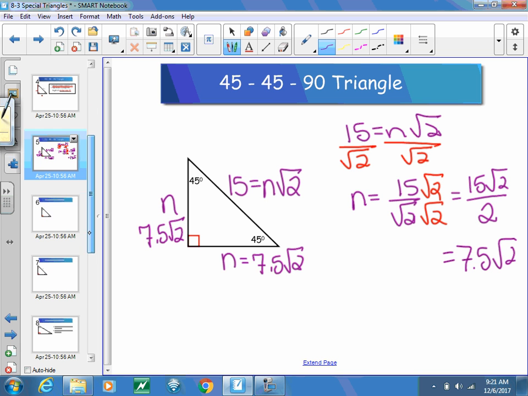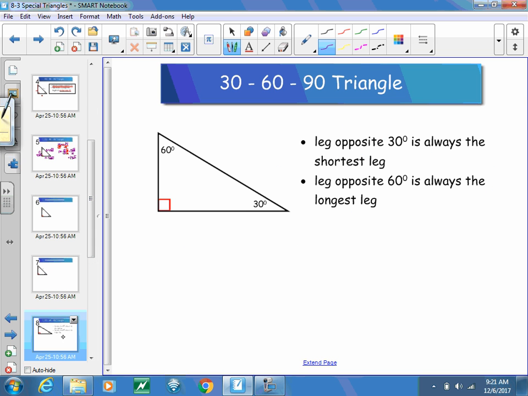All right, moving on to a 30-60-90 triangle. This one right here, what we're going to talk about is the relationship that's happening among the three sides. First of all, from the angles that we are given, there's going to be a shortest leg, there's going to be a longest leg, and then there's your hypotenuse. Now your hypotenuse will always be the longest side, but as far as the other two legs go, your shortest leg is always going to be opposite your 30 degrees.